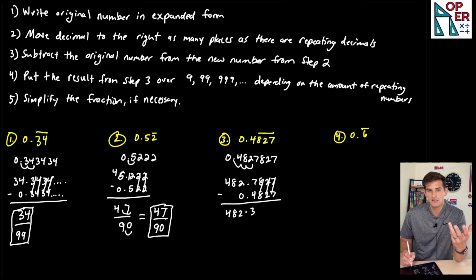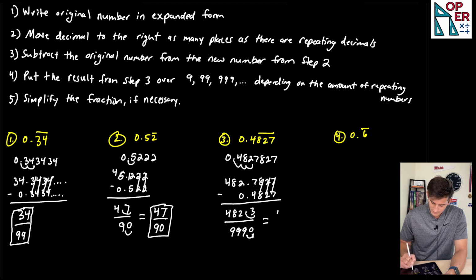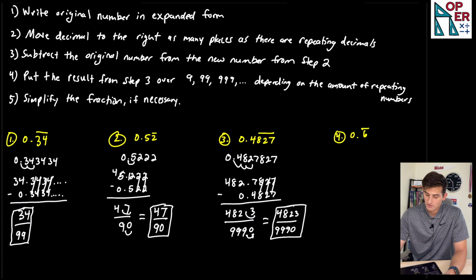Now we had 3 digits that repeated in this example, so our denominator should be 999. But we still have that decimal there in the numerator, so we've got to move it once to the right, and we move the one in the denominator once to the right as well. So it ends up being 4,823 over 9,990. So 4,823 divided by 9,990, and we see our repeating decimal. It'd be 0.4827 with the 827 repeating. Now, on these first three, we saw an example of 2 digits repeating, 1 digit repeating, and then 3 digits repeating. But if you notice, we didn't have to simplify any of these. So let's take a look at our last example where we do have to simplify.